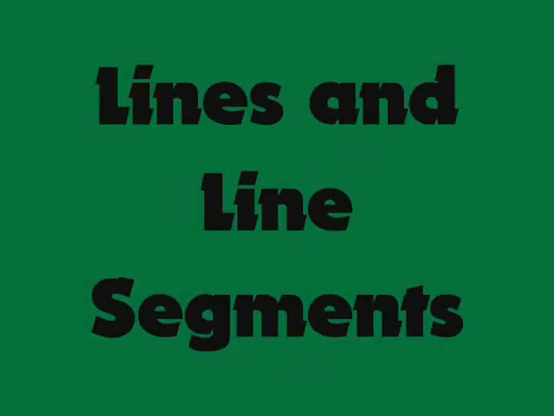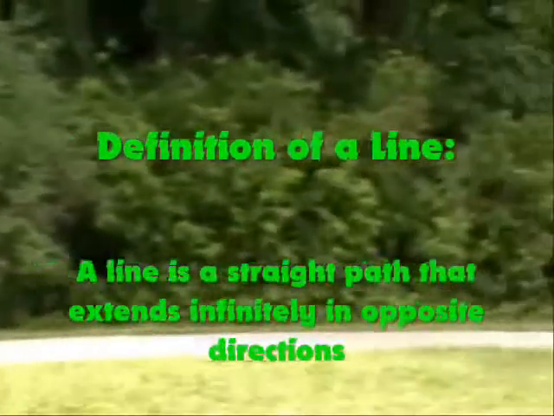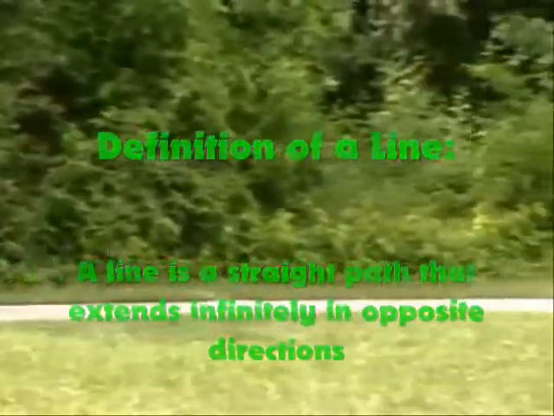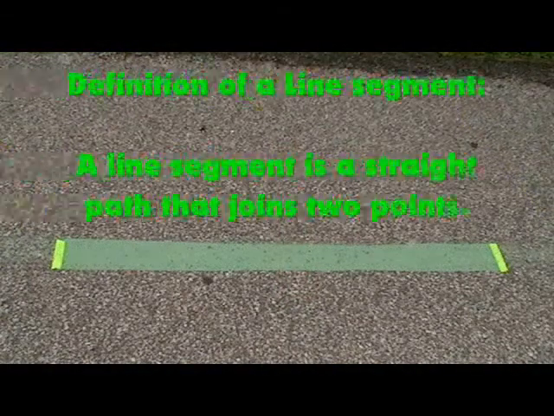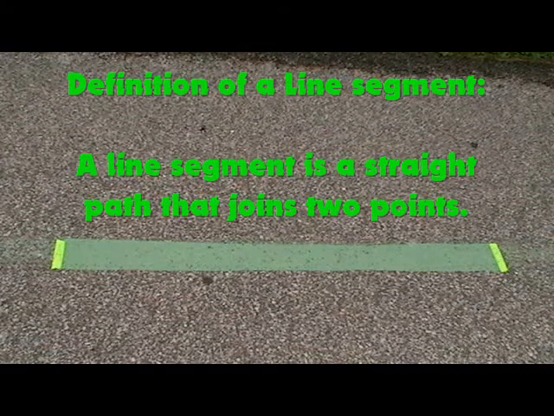Now let's move on to lines and line segments. The bike path here is a perfect example of a line. A line is a straight path that extends infinitely in opposite directions. This path isn't perfectly straight, nor does it go on forever, but for our intents and purposes, we'll imagine that it does. The bike path also gives us an example of line segments, which are straight paths that join two points. The two points are called the endpoints of the segment.